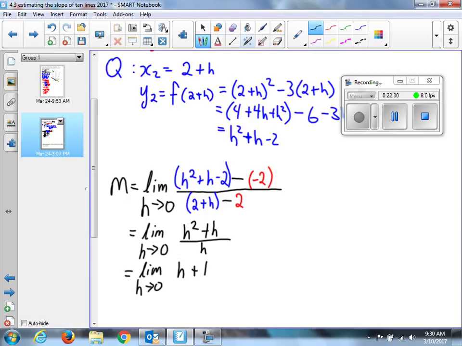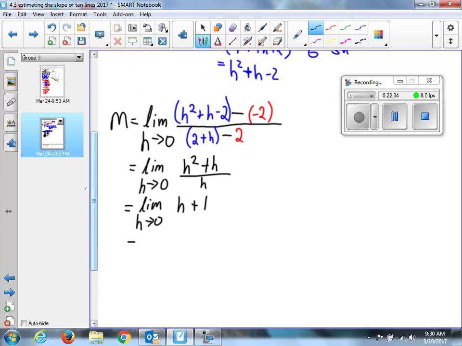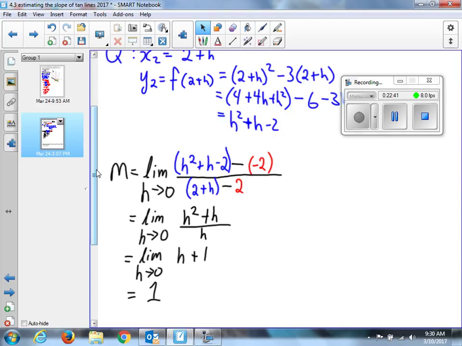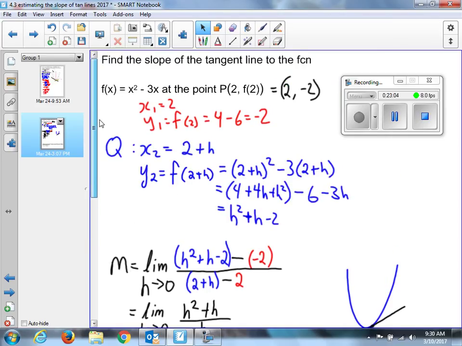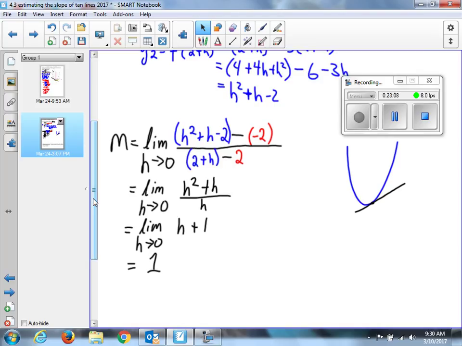Hey, I can evaluate this, can I? It's 1. 0 plus 1 is 1. The slope of the tangent line at 2 comma negative 2. If I drew out that graph of that quadratic, I would have a slope of positive 1. That's what we're talking about, the slope of that line. Now, I didn't draw it perfectly. I didn't draw it on a grid, but you get the idea. Tangent line, slope, it has a steepness of 1. If it's at some other point, over here or something like this, it'll be a steeper slope. Over on this side, it'll be a negative slope. At this particular point, 1.